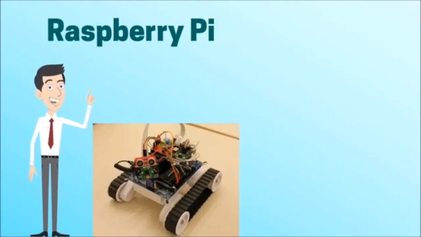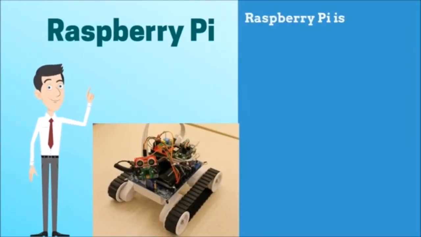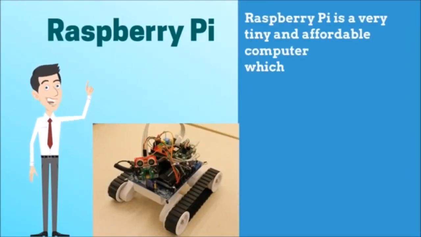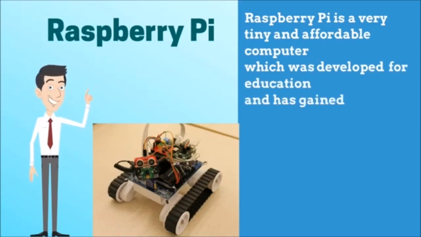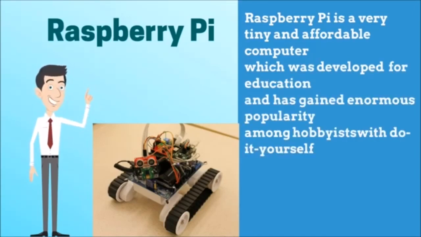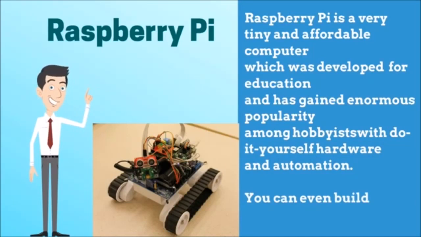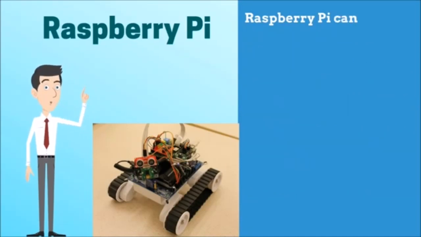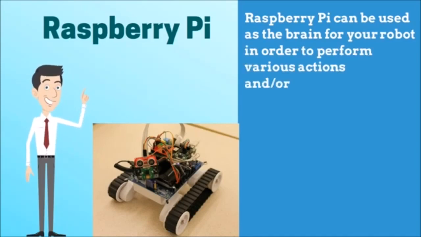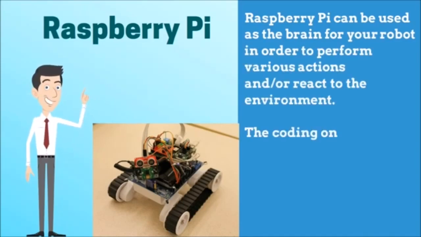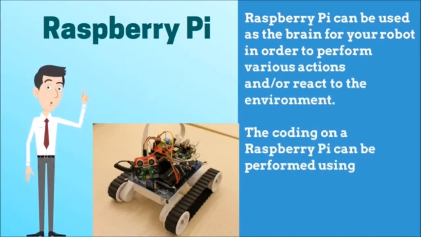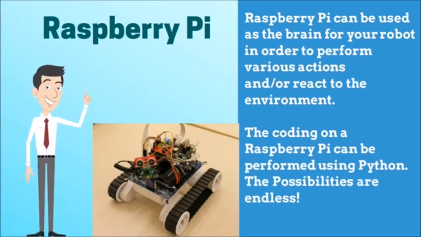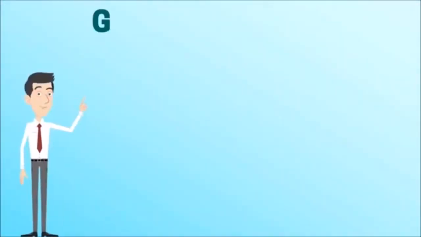Raspberry Pi is a very tiny and affordable computer which was developed for education and has gained enormous popularity among hobbyists with do-it-yourself hardware and automation. You can even build a robot and automate your home. Raspberry Pi can be used as the brain for your robot in order to perform various actions and/or react to the environment. The coding on a Raspberry Pi can be performed using Python. The possibilities are endless.